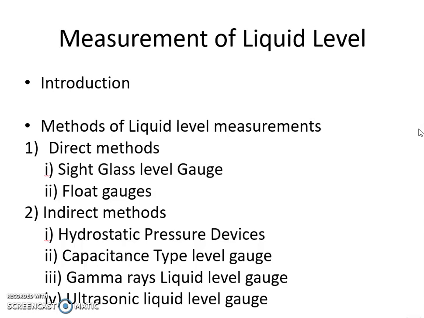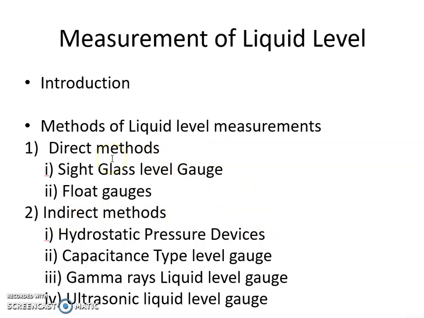For example, there is a need to monitor or measure the liquid level continuously in the case of boilers in all the process industries. That is why the measurement of liquid level is an important type of measurement of non-electrical quantity. Now, there are different methods used for liquid level measurement. They are categorized into two important groups: one is the direct method, another is the indirect method.